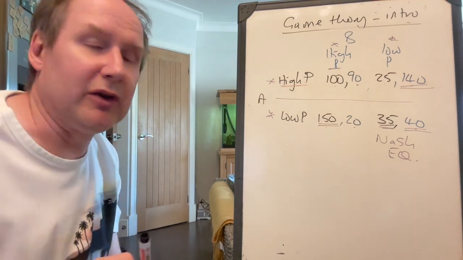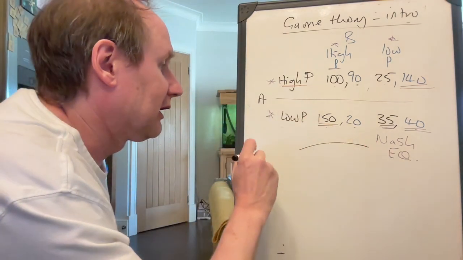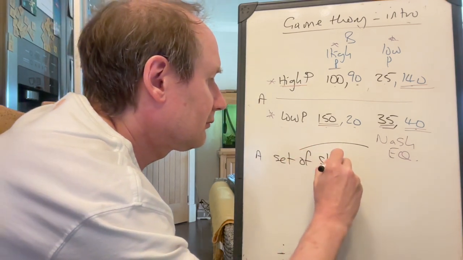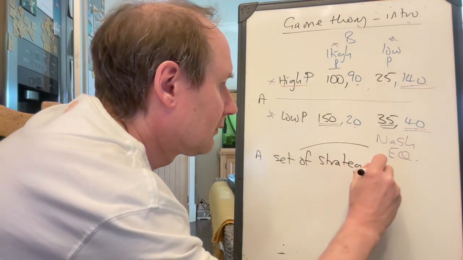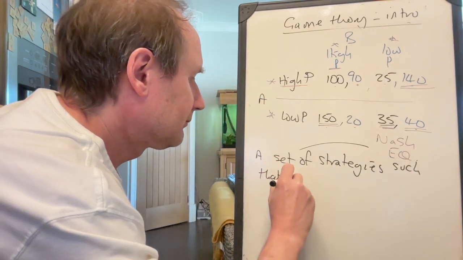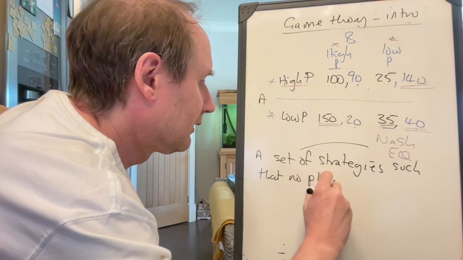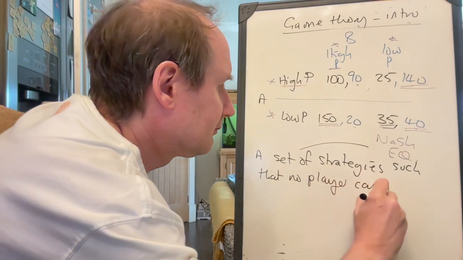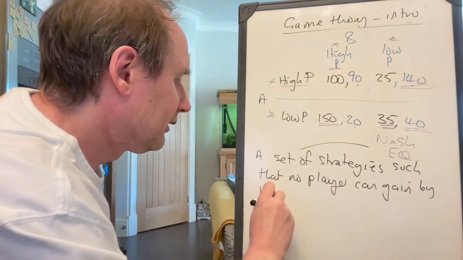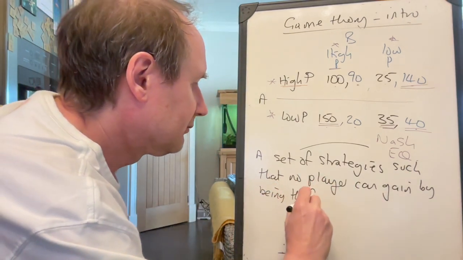And a Nash equilibrium is simply defined as a set of strategies such that no player can gain by being the first to change.